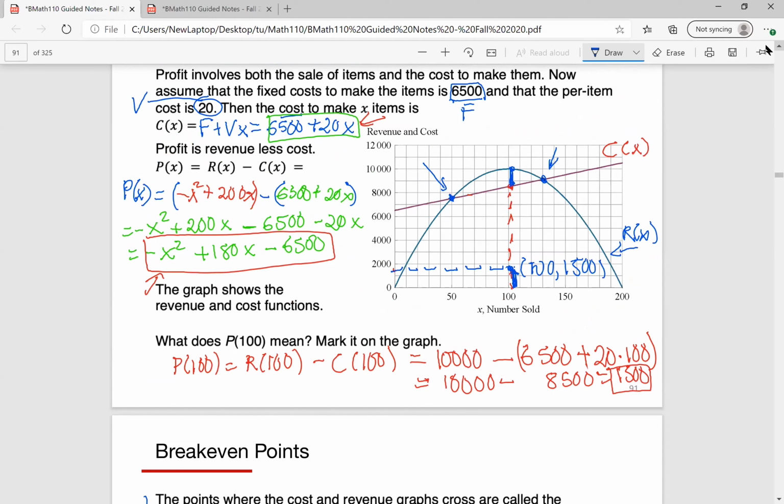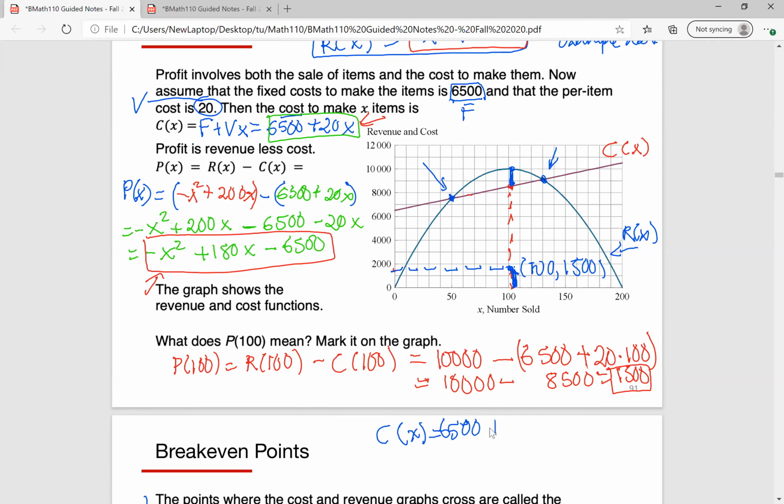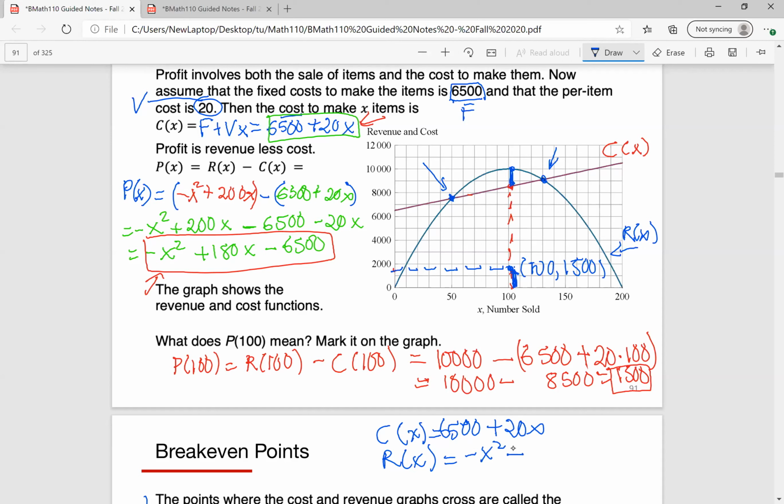C of x equal to 6,000. Find x. The cost is 6,500 plus 20x. And then for the revenues, it's going to be equal to negative x squared plus 200x.